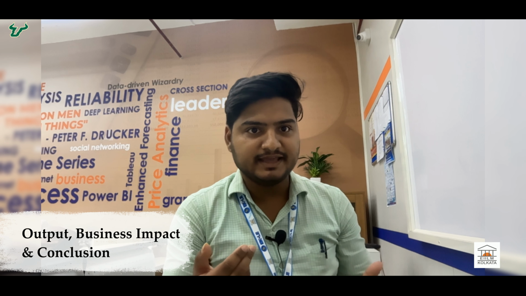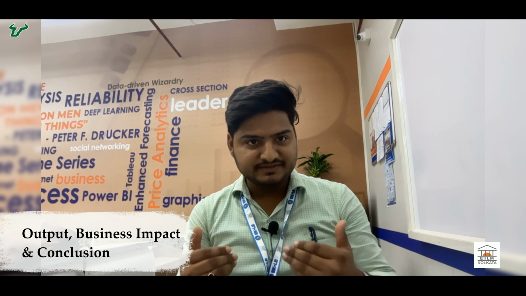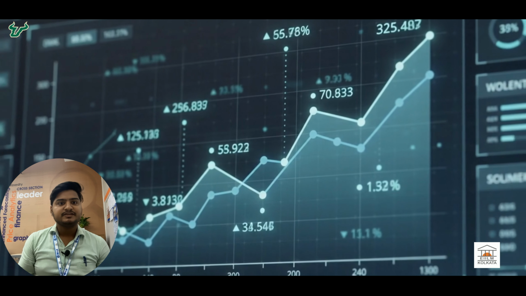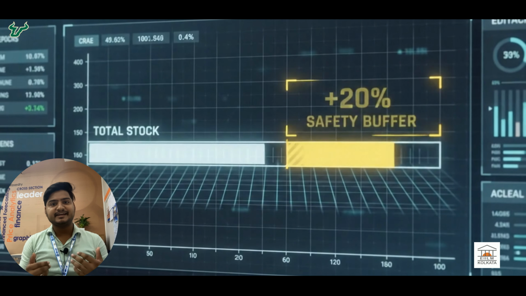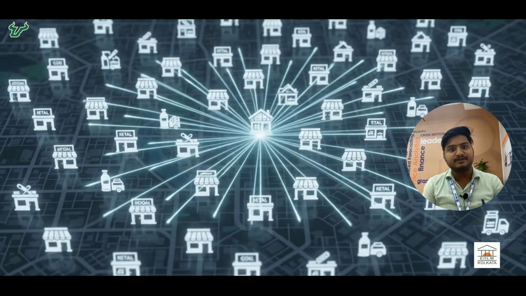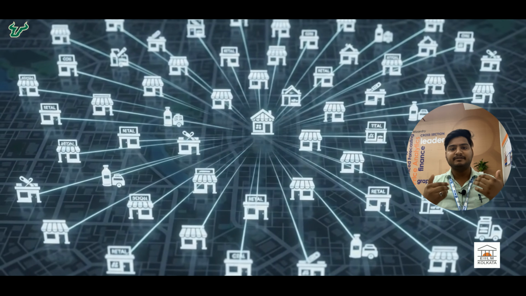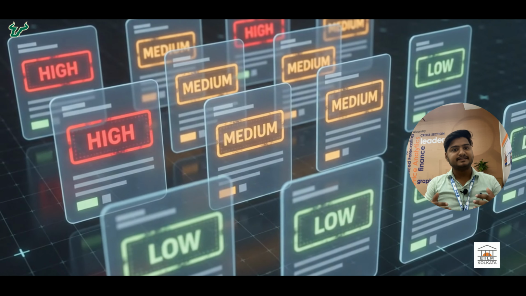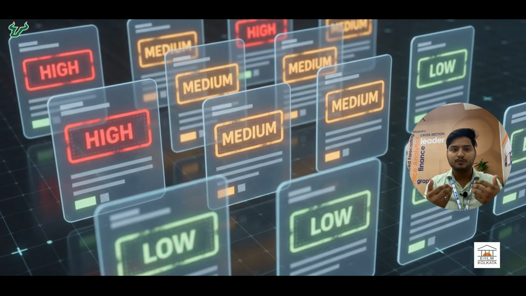I will explain the final output of our system, what it looks like and why it matters for a real business. All our prediction models flow into what we call the replenishment engine. This is the brain of our system. This engine takes a demand prediction, adds a 20% safety buffer and automatically generates a replenishment order for every store and every product. It classifies each product order as high priority, medium priority or low priority.